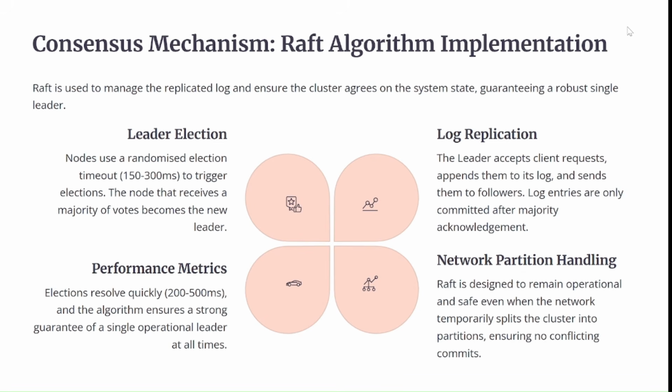The Raft algorithm. So how do all the servers agree on what to do? We use something called the Raft algorithm. It's like the rule book of our servers. First, it picks a leader. If the leader stops working, the other servers quickly vote for a new one. This takes less than a half second. Second, it manages the data. The leader sends new data to the followers. The data is only saved after most of the followers agree. The system is very safe. Even if a network problem splits the servers into two groups, the rule book prevents any confusion or conflicting data.